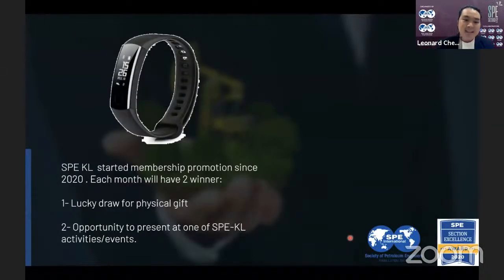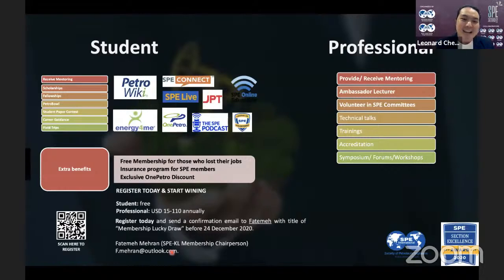And next slide, please. So of course, not just the benefits, even from our local section, we are providing a lucky draw to boost membership registration. The first thing is a lucky draw for a physical gift. And of course, the second thing is an opportunity to present at one of the SPE KL activities or events. And each month, there will be two winners. So take note of that. And moving on to the next. This is the fit in terms of student membership and also professional membership. Thank you. So if I were you, I would register today and stand a chance to win the lucky draw under the membership. So remember to register at least before 24th of December with our SPE KL membership chairperson, Ms. Fatima. And with that, next slide, please.